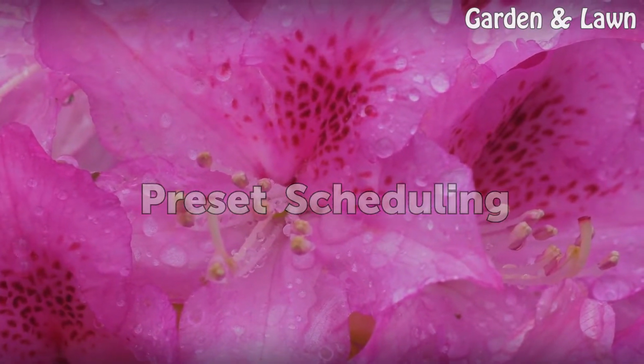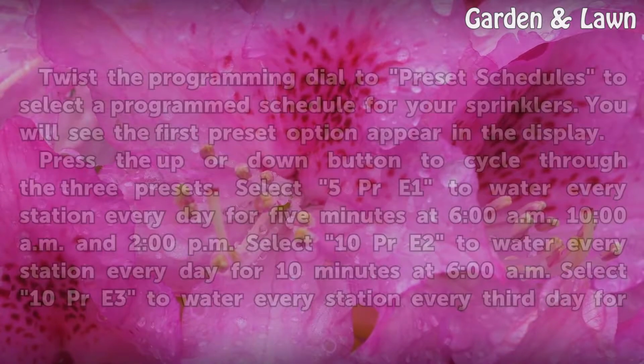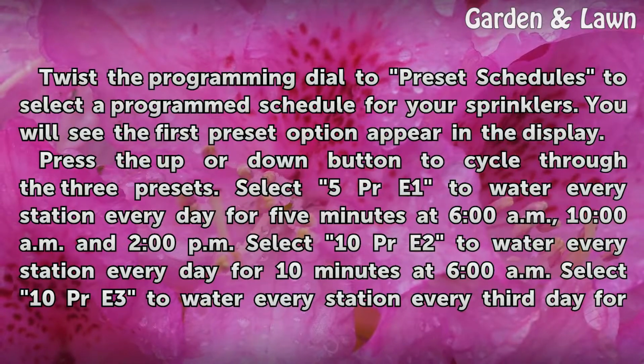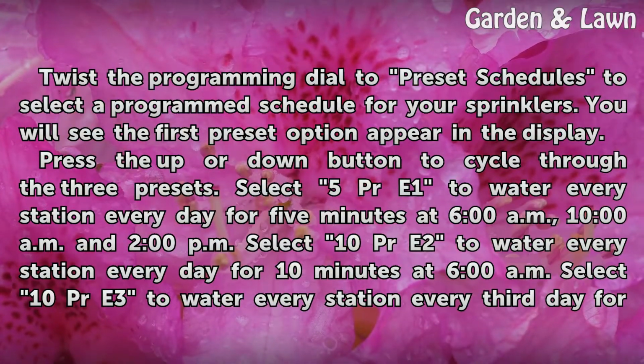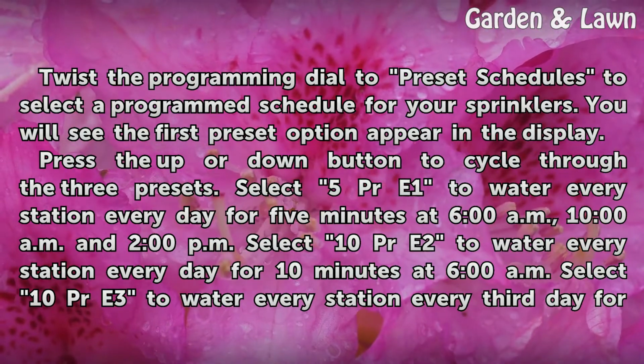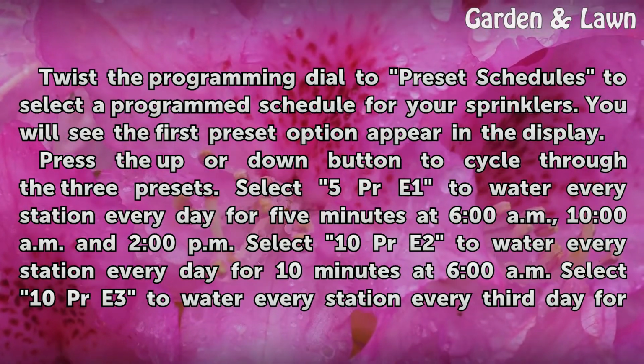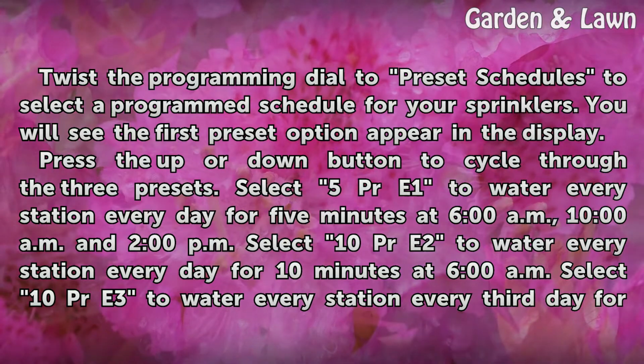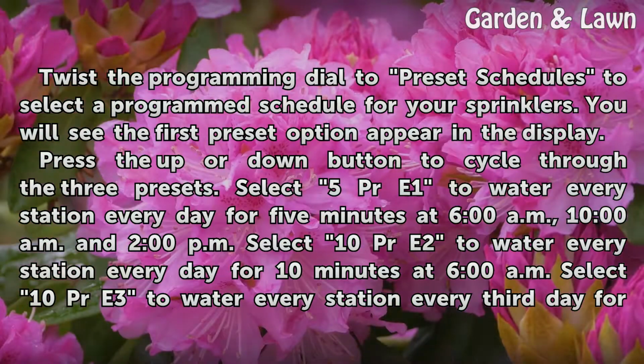Preset scheduling. Twist the programming dial to preset schedules to select a programmed schedule for your sprinklers. You will see the first preset option appear in the display. Press the up or down button to cycle through the 3 presets.